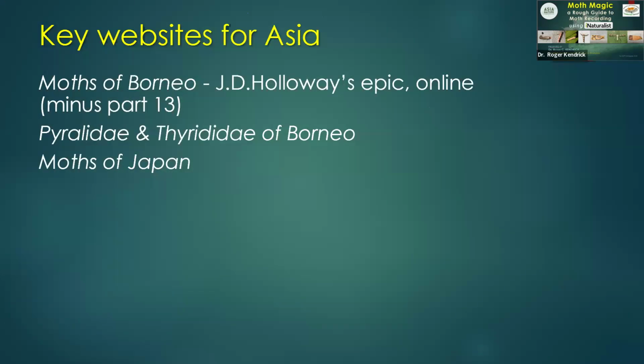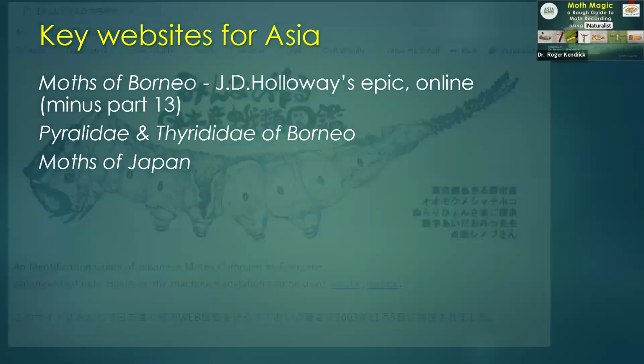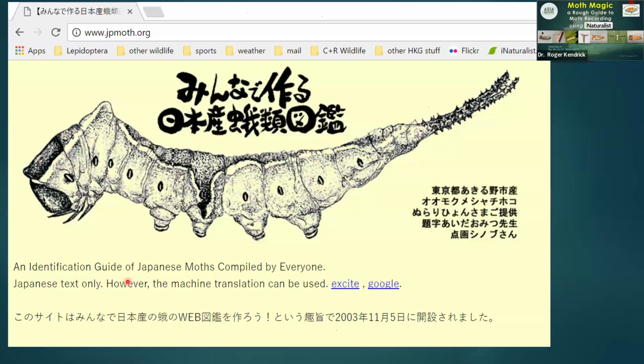The Moths of Japan website is as complete a website for a country as we have in this part of the world. Don't be put off by saying Japanese text only. It lists all the families in the scientific names and has very good links to pretty much all the species that are covered by Japan. And if you use an online translator, then you can read the Japanese without too much hassle. Comprehensive and pretty accurate.